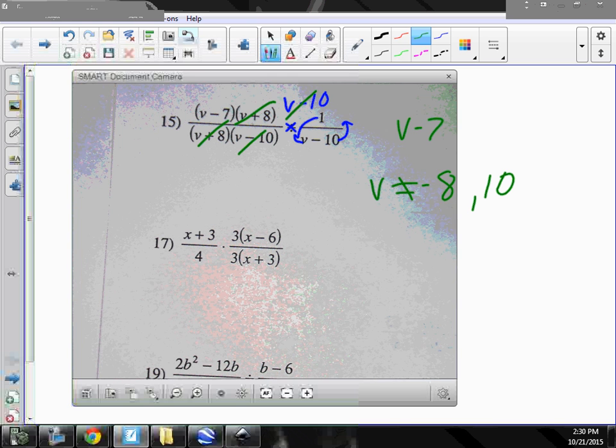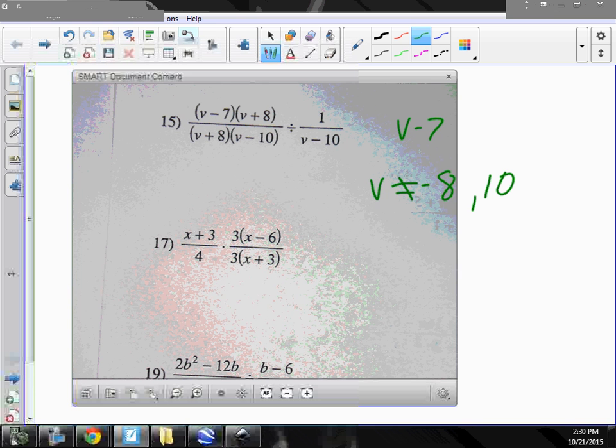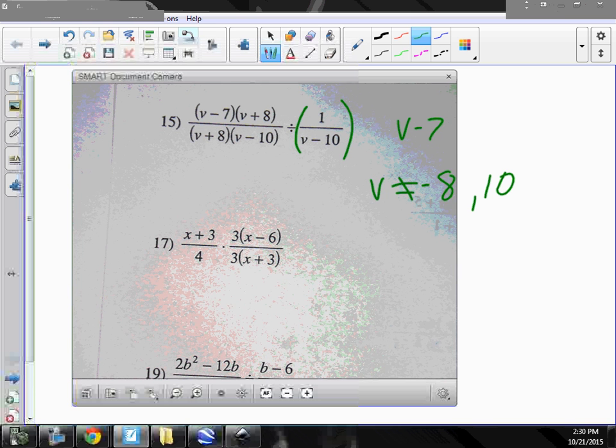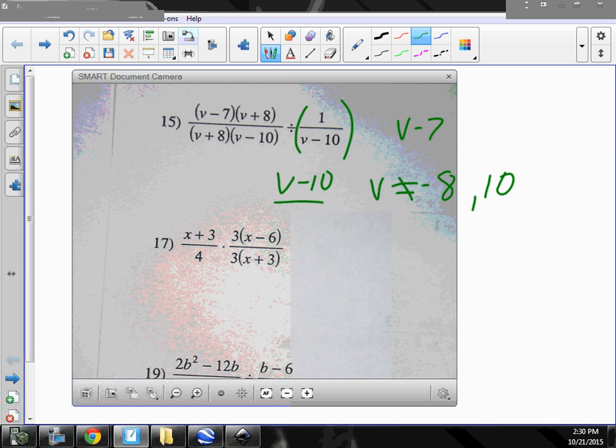And that brings up a really good question. So I'm going to take v minus 10, or 1 over v minus 10, and flip it upside down to v minus 10 over 1. So which one do I have to worry about for an excluded value? Do I have to worry about the ones on top originally or the ones on bottom originally? And the answer is both.